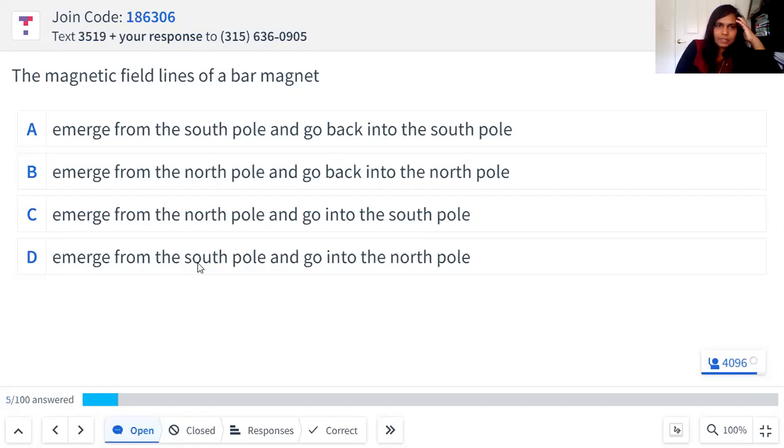All right, so the magnetic field lines of a bar magnet. What is the direction of these magnetic field lines?